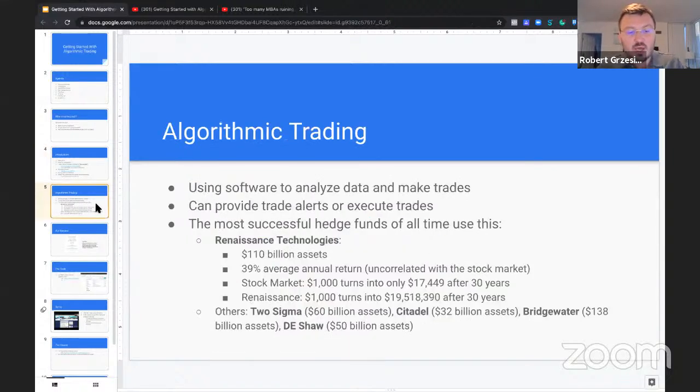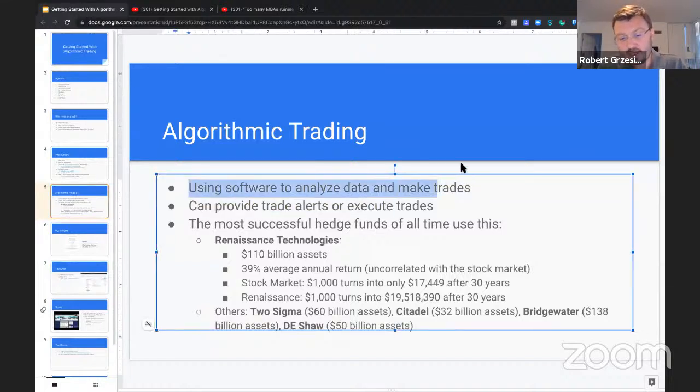So that's the intro. Let's talk about algorithmic trading. I've already alluded to a lot of this, but let's talk about it more formally. So why algorithmic trading? Why do we care? Why does it matter? First of all, what is algorithmic trading? We're using software to analyze data and make trades.